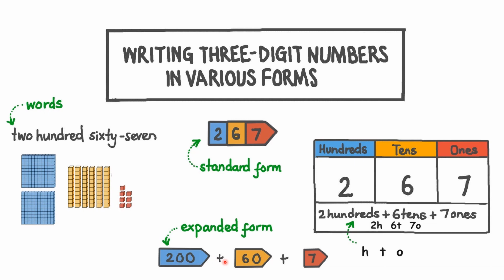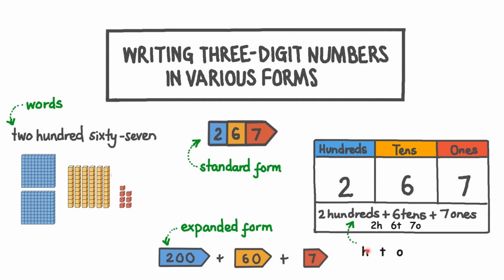The expanded form is the sum of the value of each digit. It means that we need to add the value of each digit to get the number. Then 6 in the tens place means 60, and 7 in the ones place means only 7.